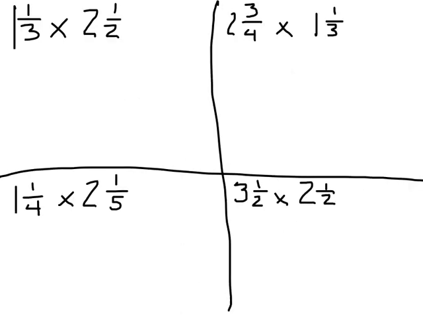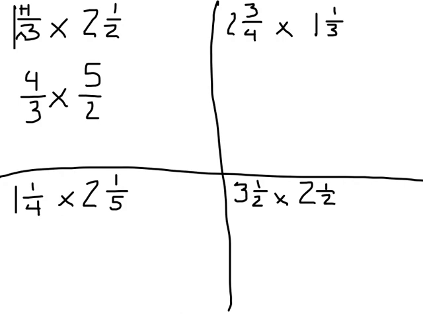Now let's try multiplying two mixed numbers together. What's 1 1/3 times 2 1/2? The first thing I need to do is change both of those into improper fractions. Let's change 1 1/3 first. What's 1 1/3 written as an improper fraction? It's 4/3. What's 2 1/2 written as an improper fraction? It's 5/2. Now I can multiply.